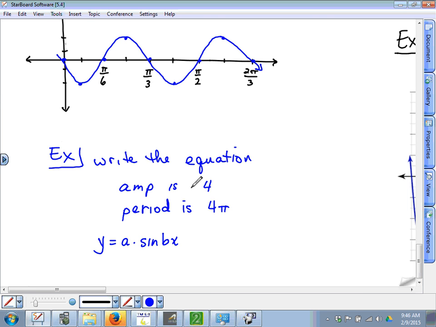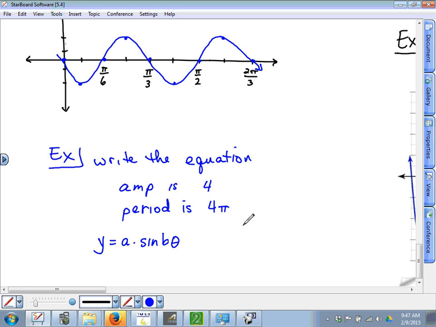Here's where a lot of students get confused, at least at the beginning. This is not what goes in front. Actually, I think we're using theta, not x. Anyway, x is the same as theta. But this is not b. 4 pi is not b. This is not the number that goes in front of theta. You guys following me here? You need to understand this. This number here for amplitude, that's A. That goes right here in front of sine. But this is not b.